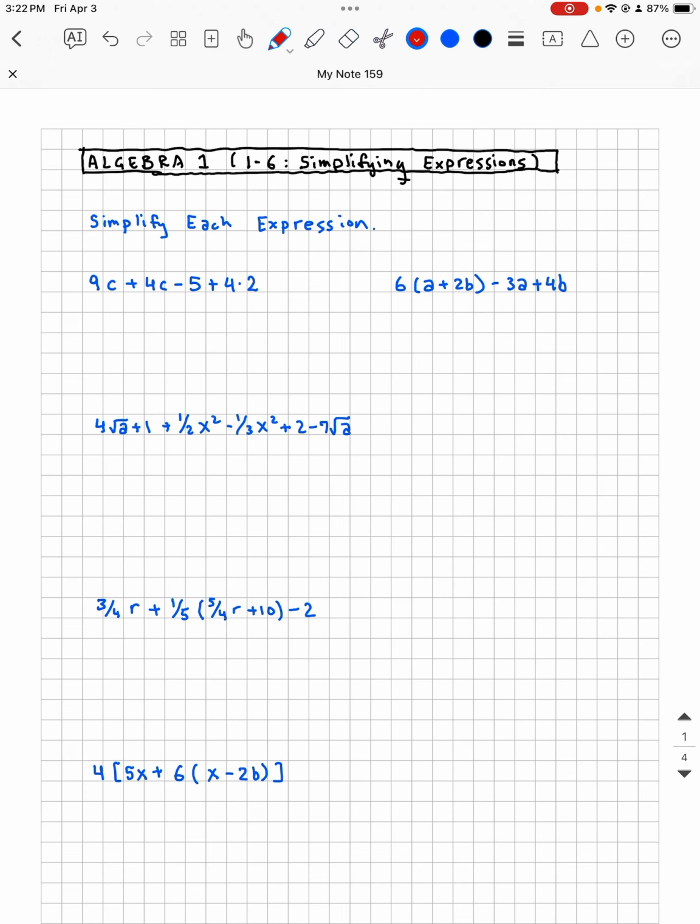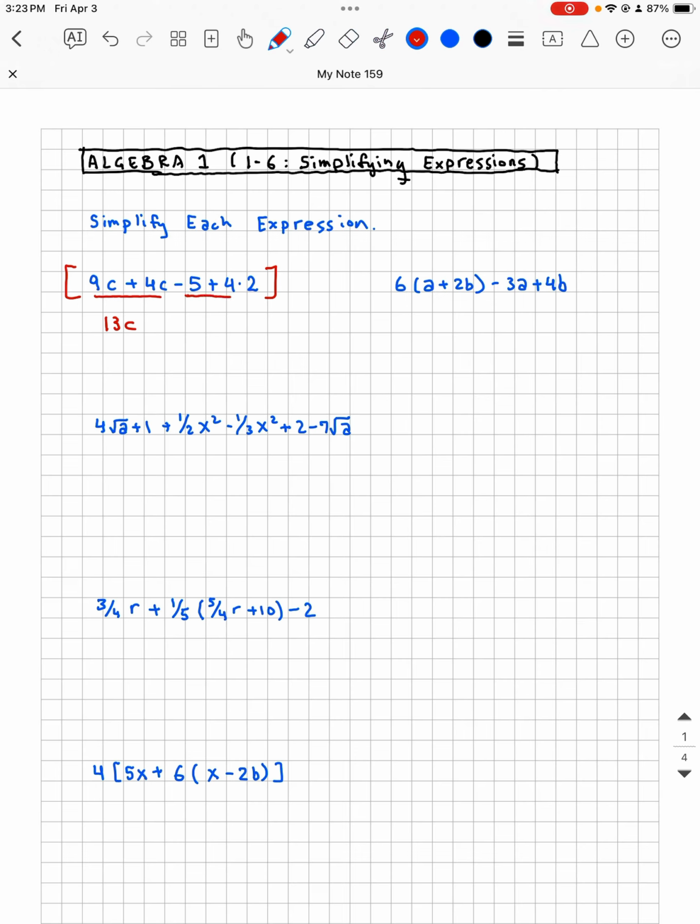The very first example is: simplify the following expression, 9c plus 4c minus 5 plus 4 times 2. We did something like this a couple of sections ago. What we want to do is combine all the terms that are alike, so that it's one simple term by itself. For example, 9c plus 4c are like terms. That's like saying 9 candies plus 4 candies, for a total of 13 candies. So for this one, that's a total of 13c. Note how it's now compact, and I like that a lot more.